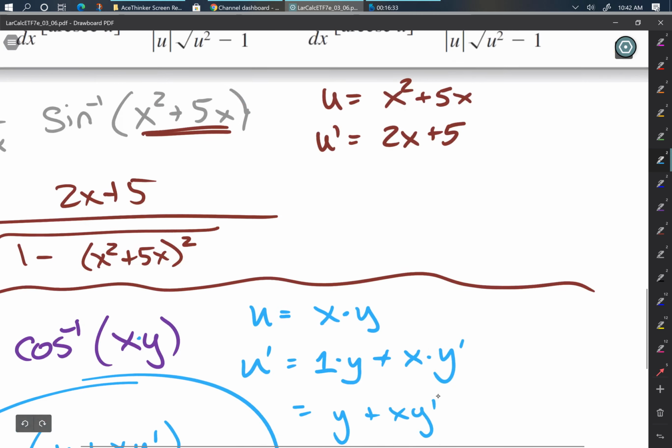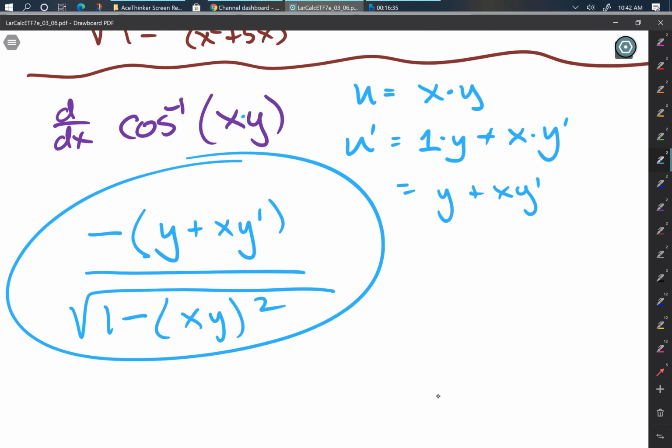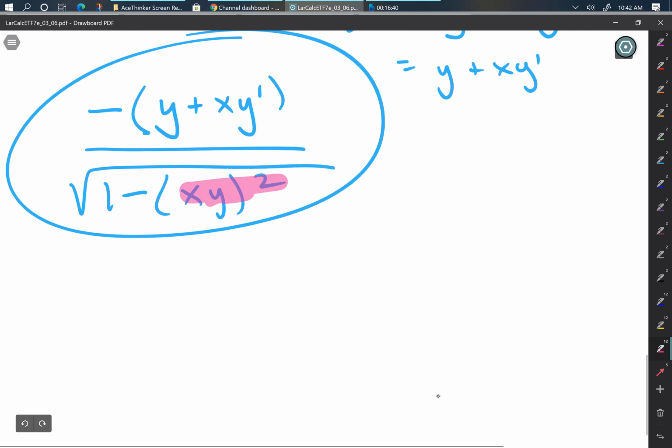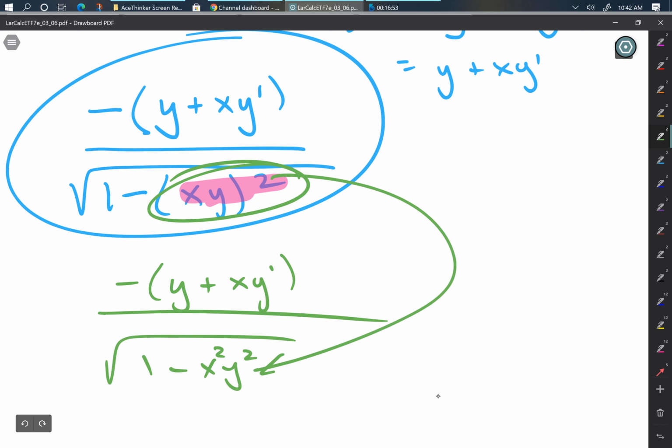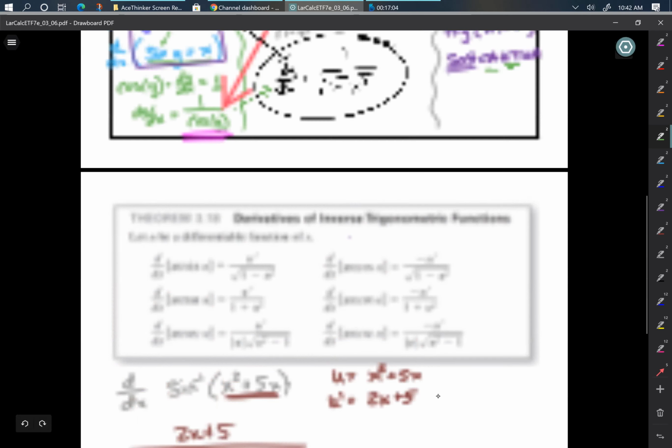You will occasionally have something under the root, like in this one right here, that you could take another step and turn that into negative quantity y plus x y prime over the square root of 1 minus x squared y squared, and maybe do something like that. But there's traditionally not a lot of simplification that's going to happen in these. It just isn't something that occurs. So keep that in mind when you're taking derivatives.